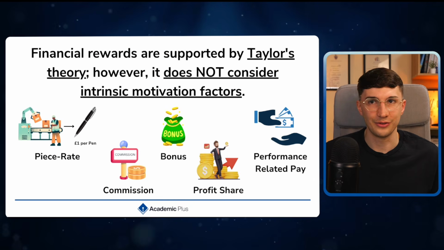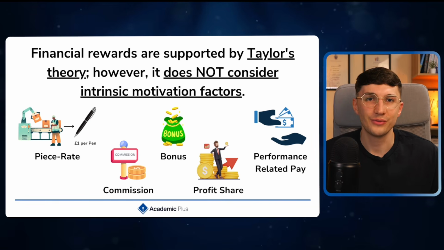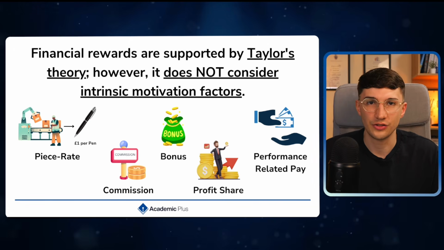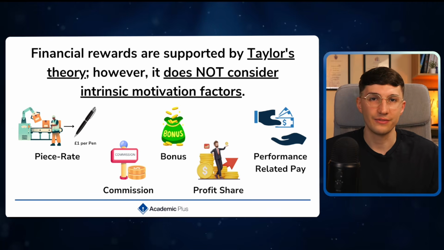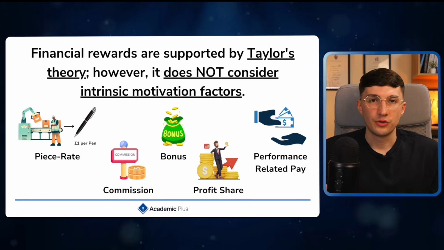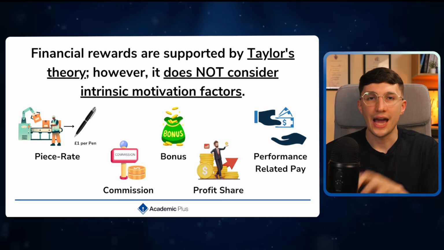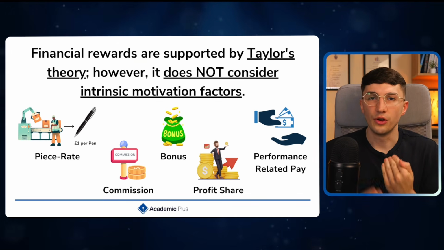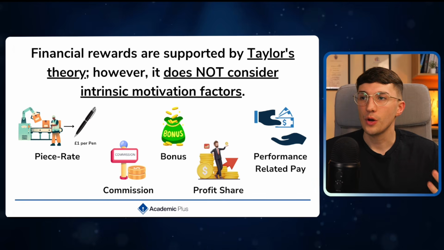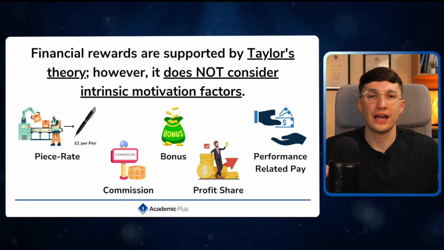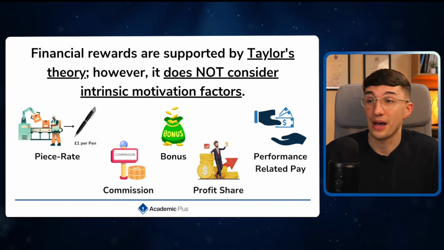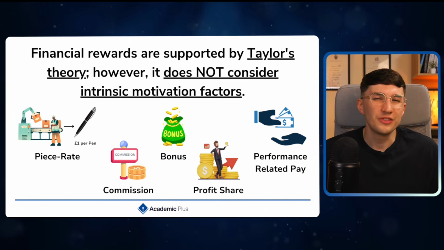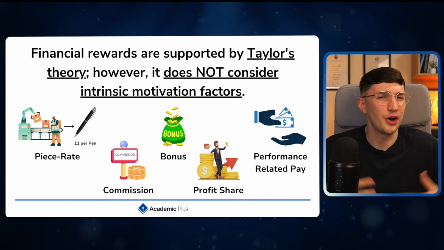Starting off with financial rewards. Now, when we think of financial rewards, think of Taylor's scientific management. Taylor believed that employees should get a fair day's pay for a fair day's work. So when we look at financial methods of motivation, this is purely extrinsic. This has got nothing to do with those intrinsic factors. So a couple of ways, we've got the piece rate pay, which is basically the more you produce, the more money you would earn. On the screen there, for every pen I made, I get £1. The principle is, well, to earn more money, you've got to produce more.